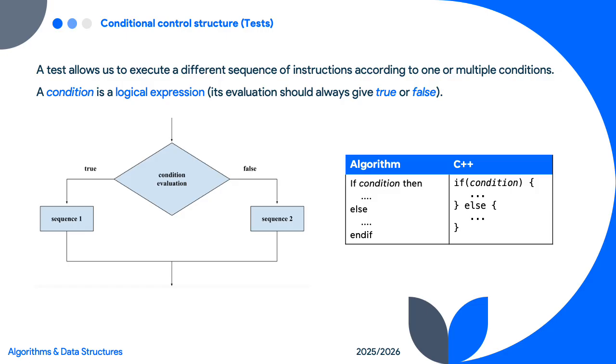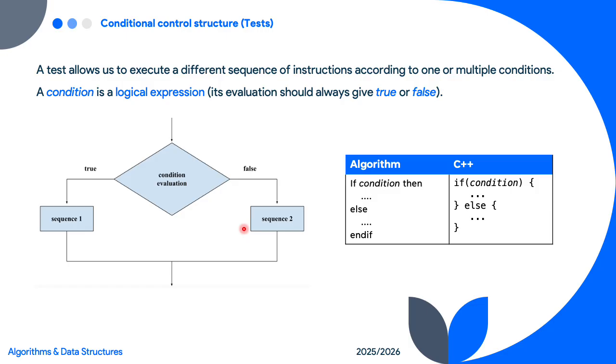This following flowchart exemplifies a simple test. We first evaluate the condition. If it is true, we execute the sequence 1. If false, we execute the sequence 2.